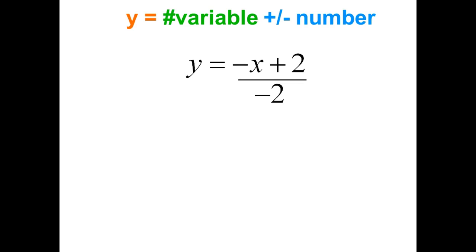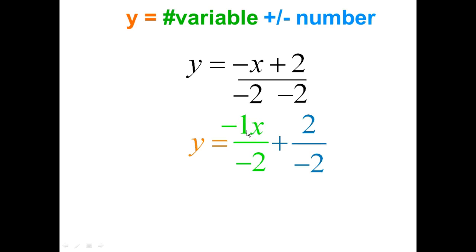Divide by -2. On the right-hand side, divide both of these by -2. Not just one of them, but both. So that's -1x over -2, right? Because -x is the same as -1x. Plus 2 over -2, and then simplify anything that can be simplified.